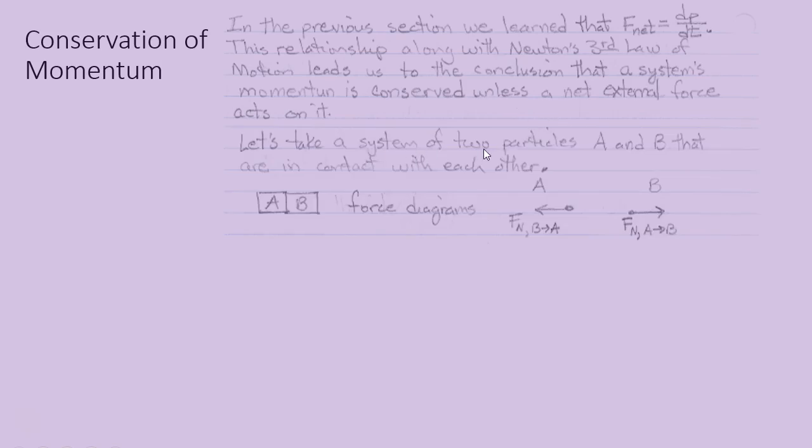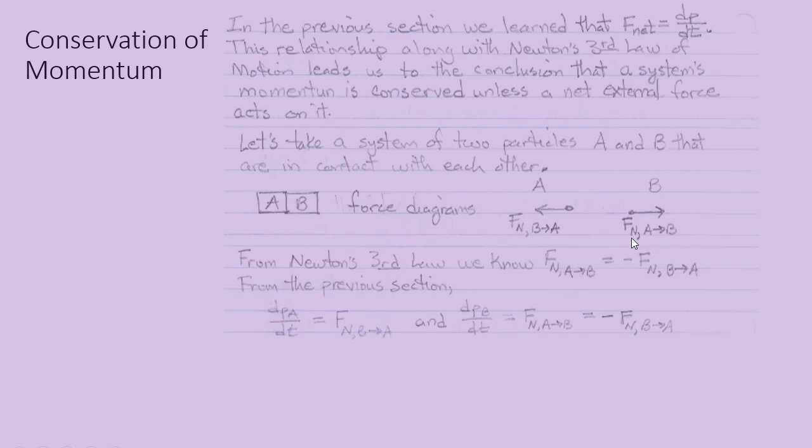First, let's take a look at a system of two particles A and B that are in contact with each other. We draw the force diagrams for each and we can see that B is exerting a normal force on A and A is exerting a normal force on B. From Newton's third law, we know that these two forces are action-reaction forces, so they're equal to each other but in opposite directions.